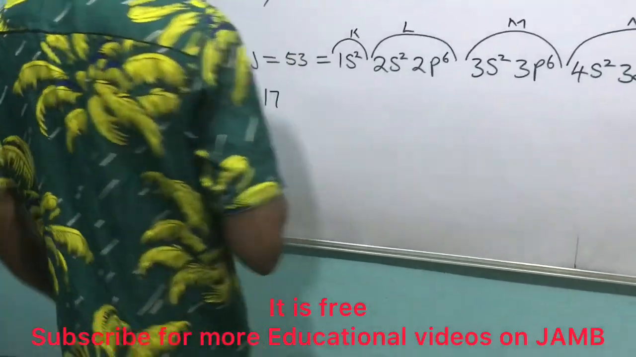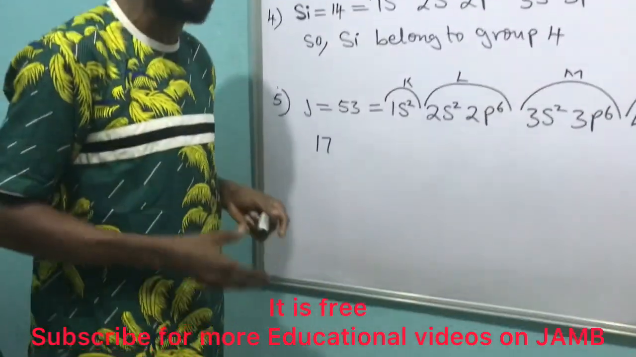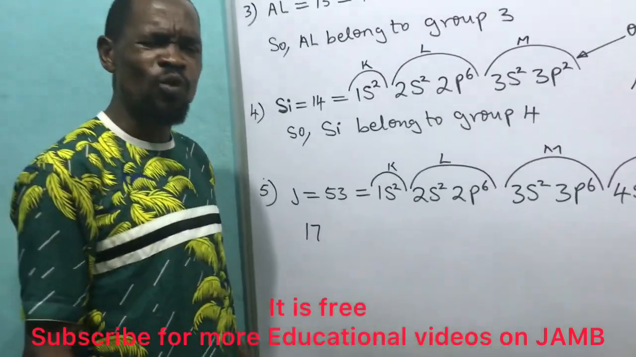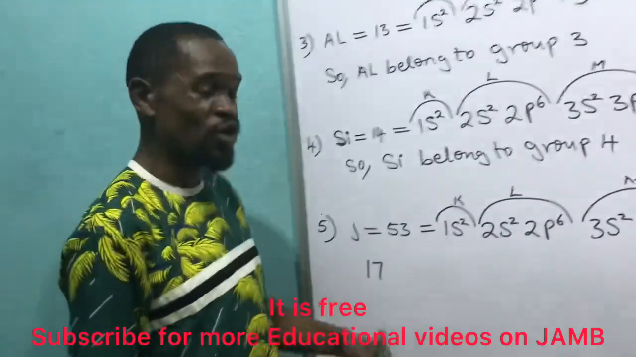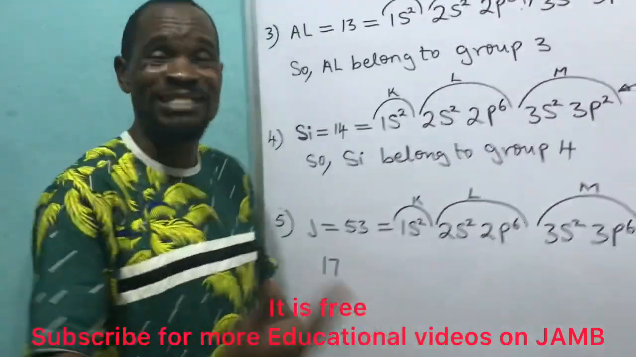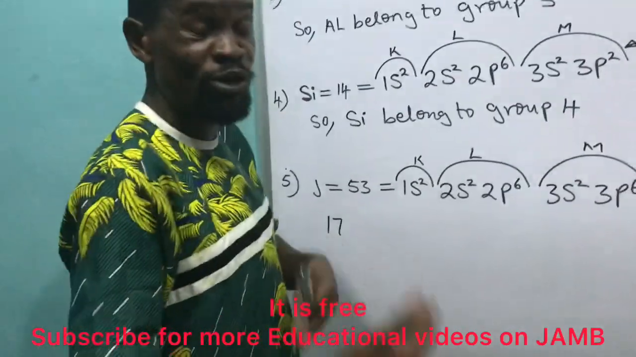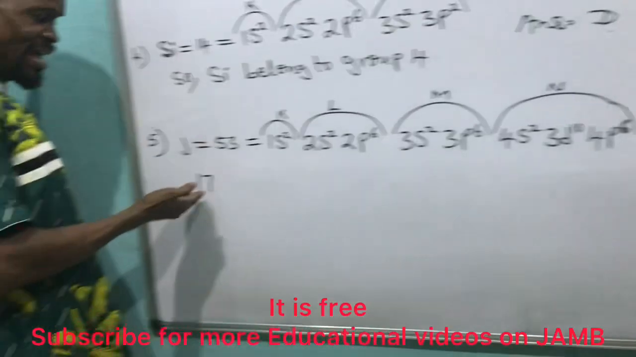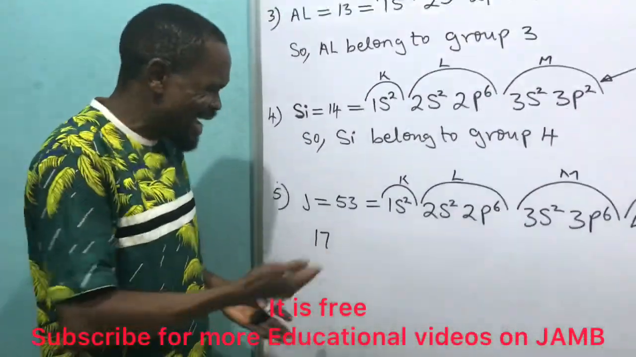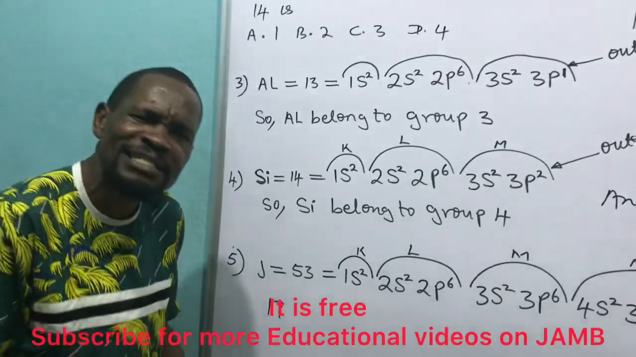But I don't have a group called group 17. The groups we have are group 1 to group 0, which is what we call noble gas, which we can call group 7. That's what we have, group 1 to group 7. But what I have in my atom is 17, and I can't have group 17. Then what will I do? I have to split it into the orbits.